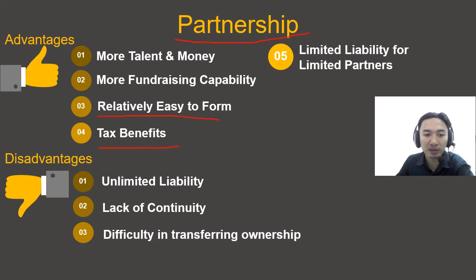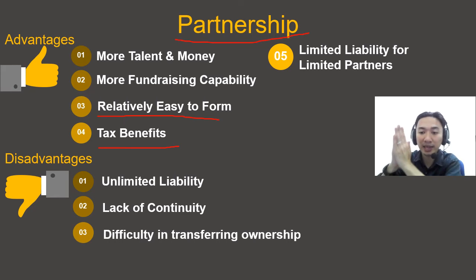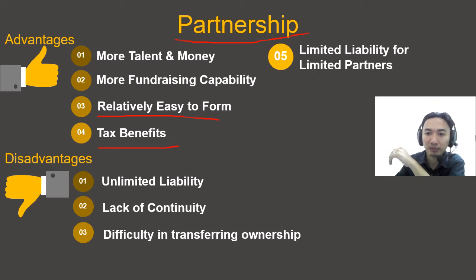Last one is tax benefit. Again, it is similar to sole proprietorship. You and your partners will be taxed as one entity under personal income tax. So that's pretty much it. You'll be taxed once, and it's not that expensive.